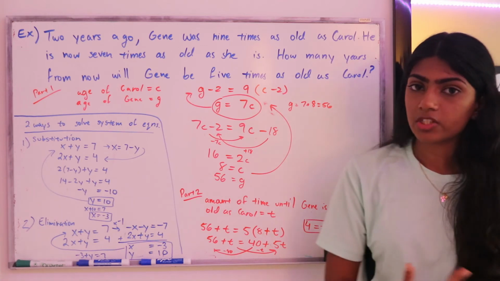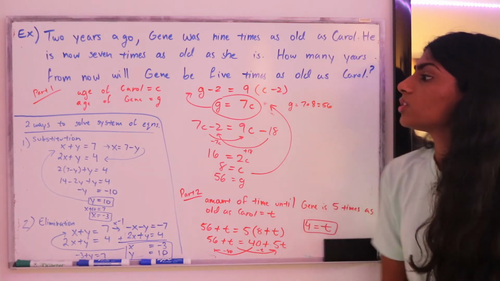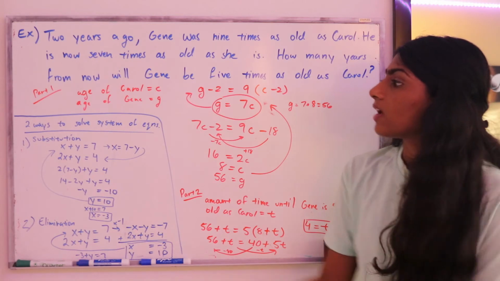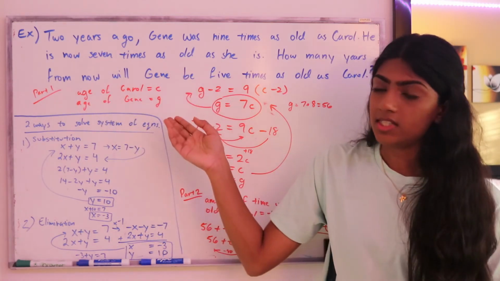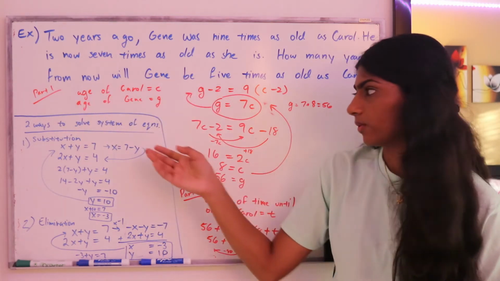So for solving the first part, we're going to use a system of equations. So I want to first figure out my variables. The age of Carol, I'm going to make equal to C. And the age of Jean, I'm going to make equal to G.